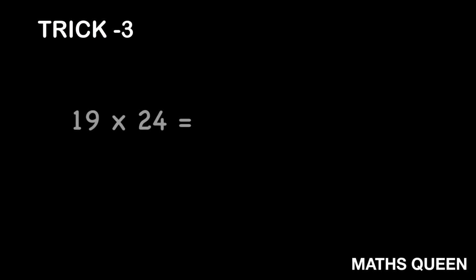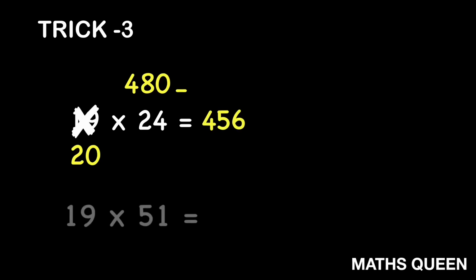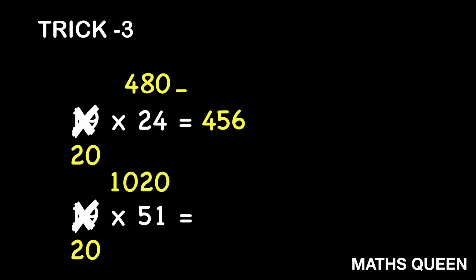Moving to trick number 3, multiplication of numbers with 19. So 19 into 24, we multiply with 20. 24 into 20 is 480. Now subtract 24 from 480. We have 456. Next, 19 into 51, we multiply 51 with 20. We have 1020. Now subtract 51 from 1020. We have 969.